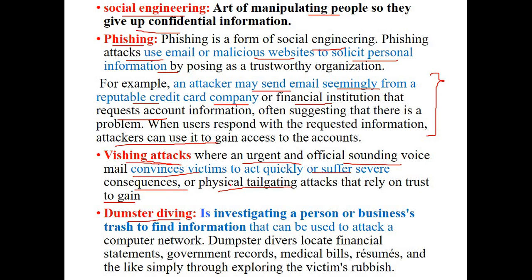Dumpster diving is also a person investigating a person's or business's trash to find information that can be used as an attack in the computer network. Dumpster divers locate financial statements, government records, medical bills, resumes, and similar documents by exploring the victim's rubbish.